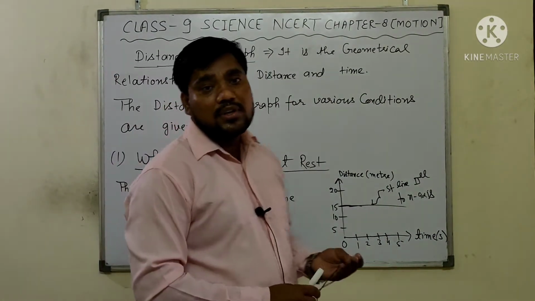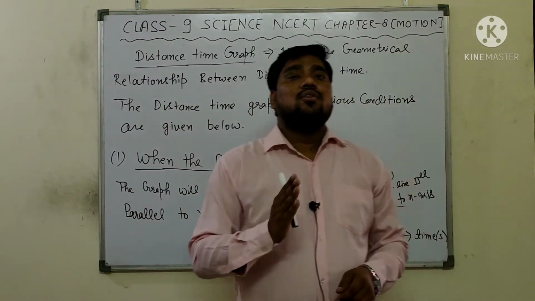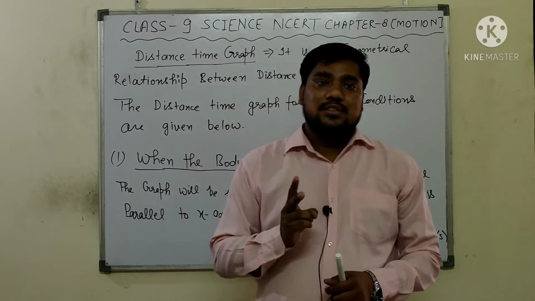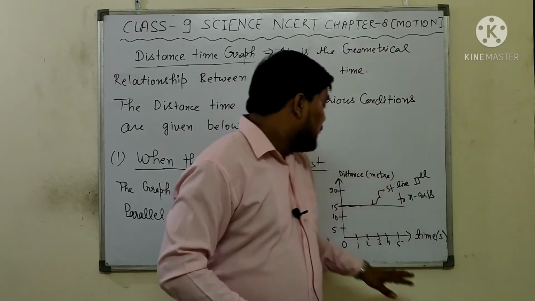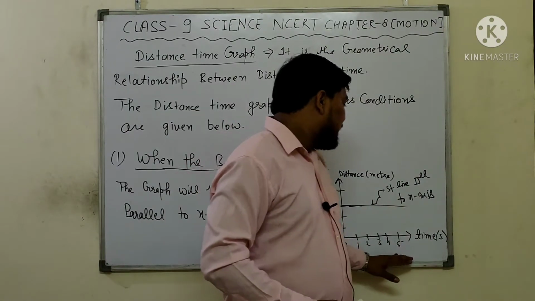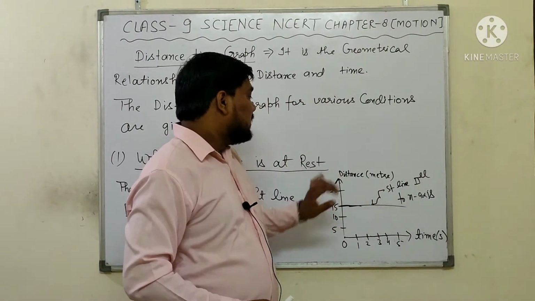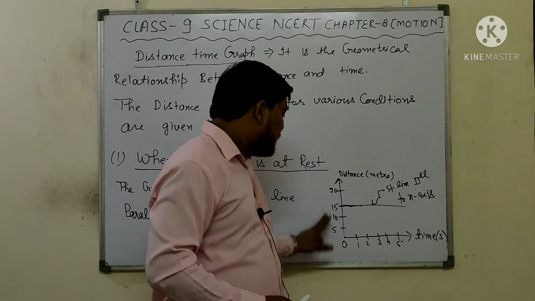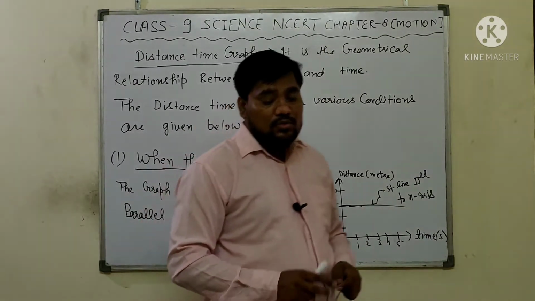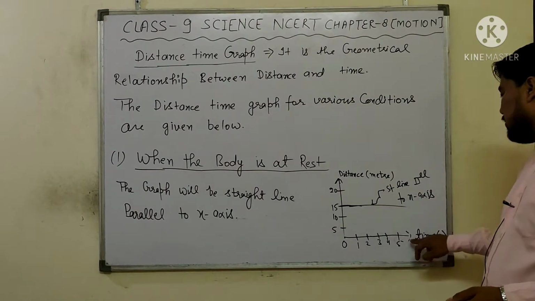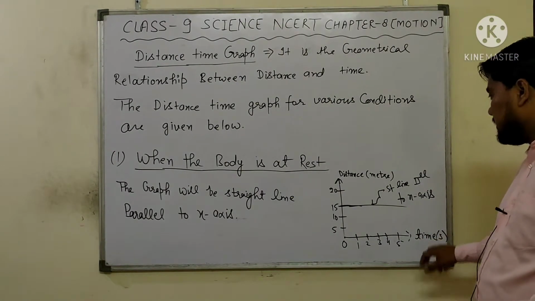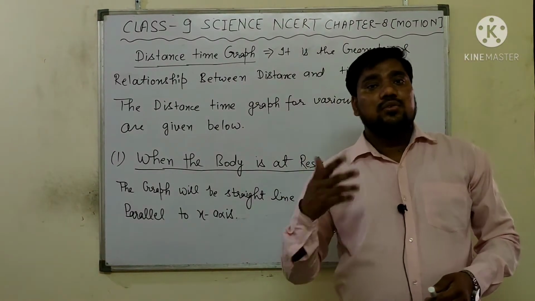Now how can we plot the graph? I have told you, if we want to plot a graph, we need a minimum of two axes. One axis we take as the x axis, and the second axis, that we take as the y axis. One quantity will be plotted on the x axis, that is time, and we have plotted distance on the y axis.